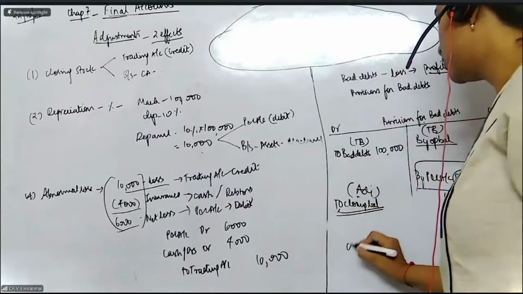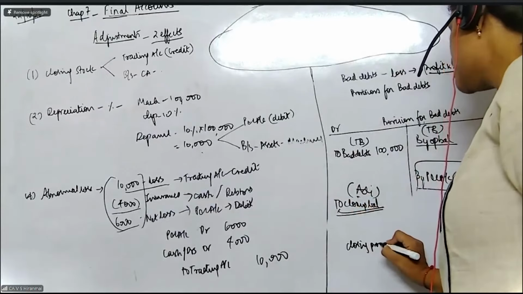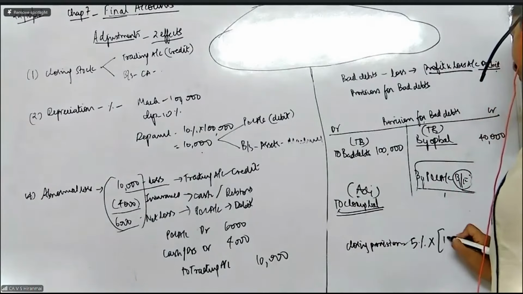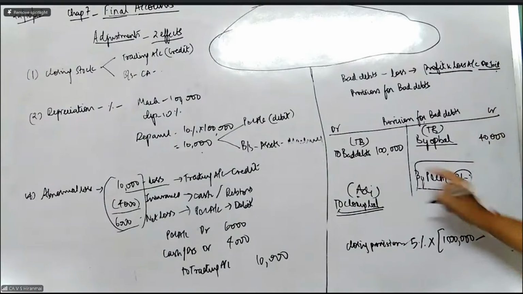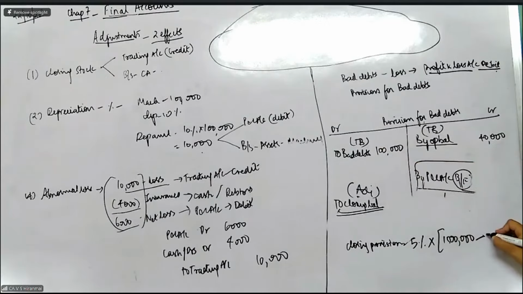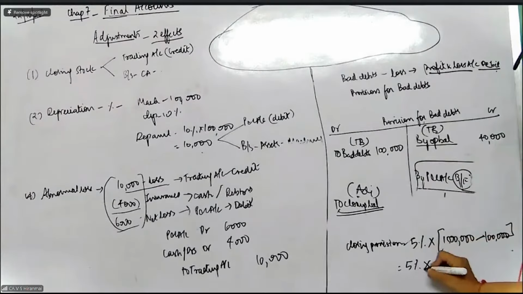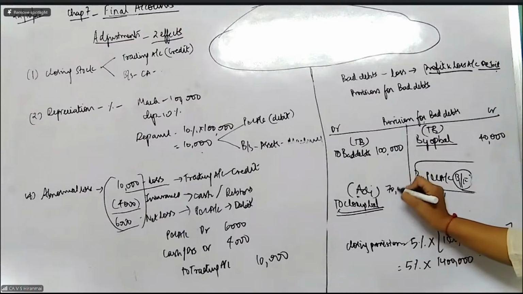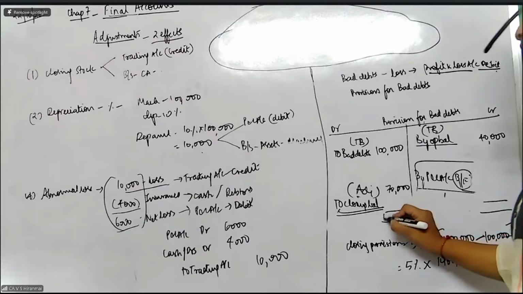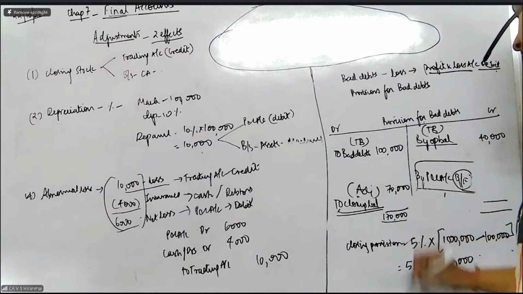Now, how to compute the closing provision, madam? Closing provision ke liye they have given 5% on 15 lakhs, correct? But I told you if this is coming as an adjustment, the second effect will be write off, subtract kar do. So it will be 5% into 14 lakhs now. That is nothing but 70,000. Clear everybody? So it will be now 1 lakh and 70,000.